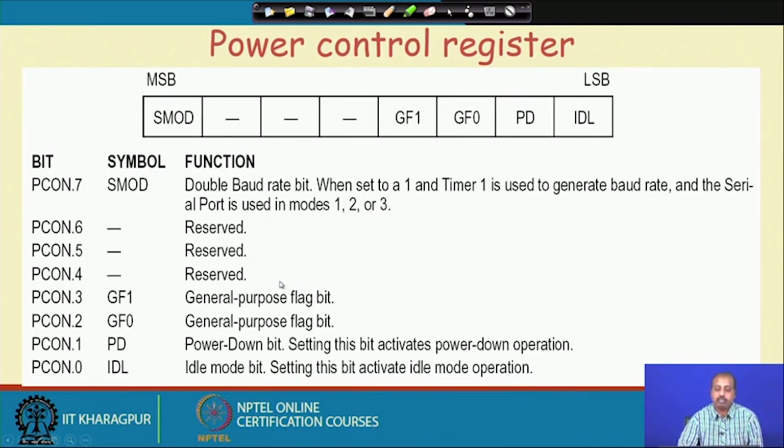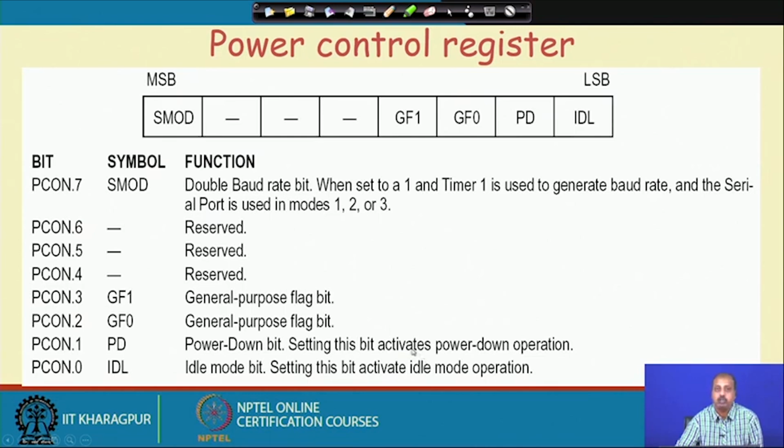This PCON register is the power control register. It has the SMOD bit. Apart from that, 3 bits are reserved. Then we have GF0, GF1, PD and IDL. GF1 and GF0 are general purpose flag bits, so they can be used by the programmer. PD, PCON.1, is the power down bit. If you set PD to 1, this will activate the power down operation. PCON.0 is the idle bit. If you set the idle bit to 1, it will activate the idle mode of operation.